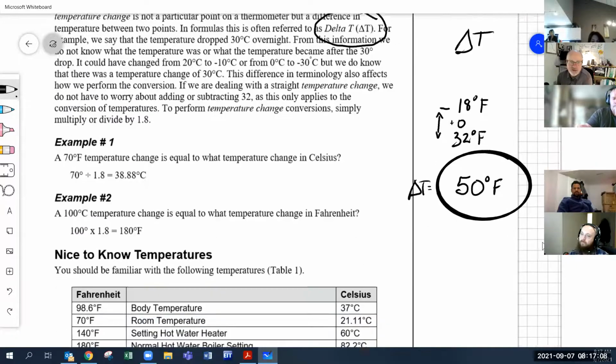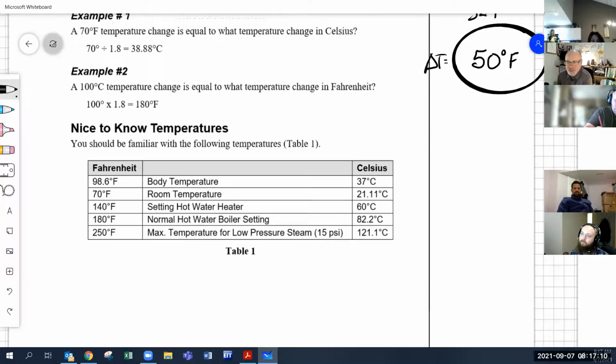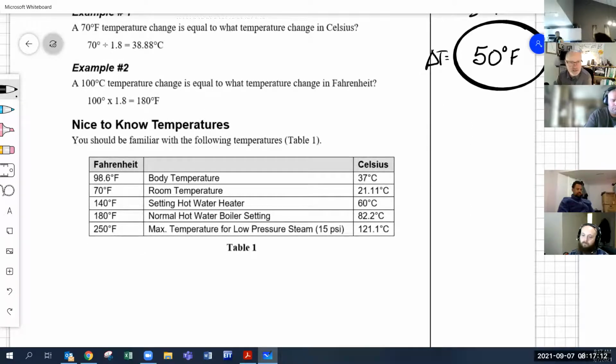And then we have a little table called nice to know temperatures. And I think it was Logan that asked me about these, and I thought it was in the other ILM, but here they are in this one. So here's your body temp, right? 37 degrees C or 98.6.